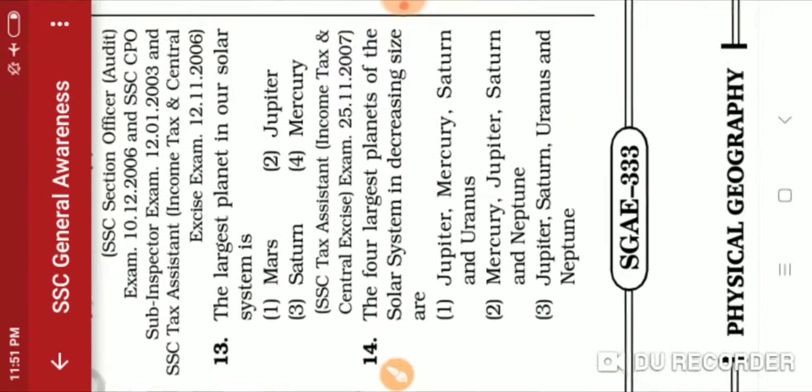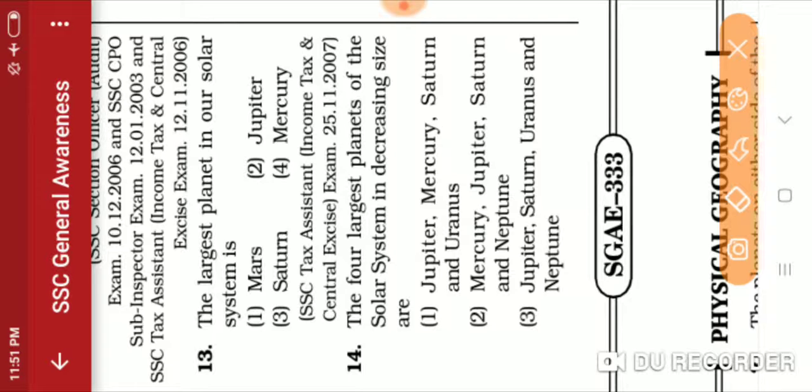Next question. Question number 13. The largest planet in our solar system is. So I told you Jupiter is the largest. Second largest is Saturn. Then third is Uranus. Fourth is Neptune. And next question. The fourth largest planet of the solar system in the decreasing order. So I told you just now, Jupiter is the first, Saturn, Uranus, Neptune, third number.